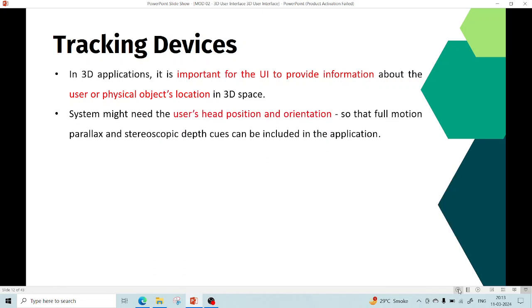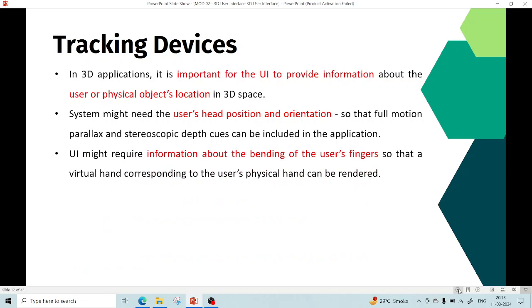Now, the system might need the user's hand positions, orientations to get the full motion, parallax and stereoscopic depth cues that can be included within your applications. To be more accurate, UI might require information about the bending of a finger, location of your fingers, user's fingers to control a specific cue or a command into the application.